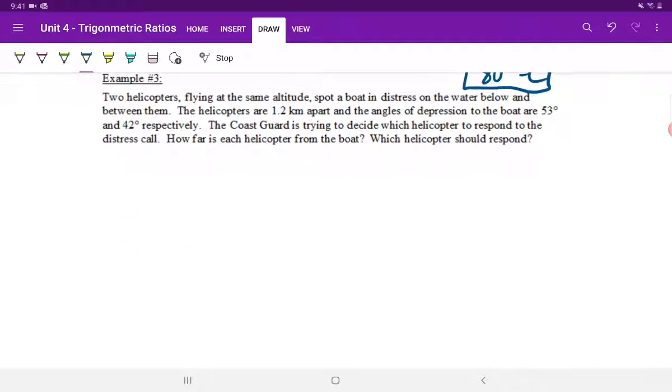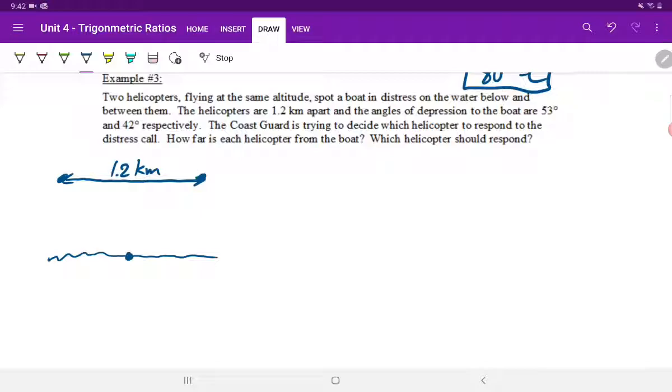Next example. Two helicopters flying at the same altitude spot a boat in distress on the water below and between them. The helicopters are 1.2 kilometers apart. So we've got a helicopter here and a helicopter here. Let's assume they're at the same height. They are 1.2 kilometers apart. They spot a boat in distress on the water below. So if the water's down here, there's a boat somewhere between them. It doesn't matter where, it's between them.